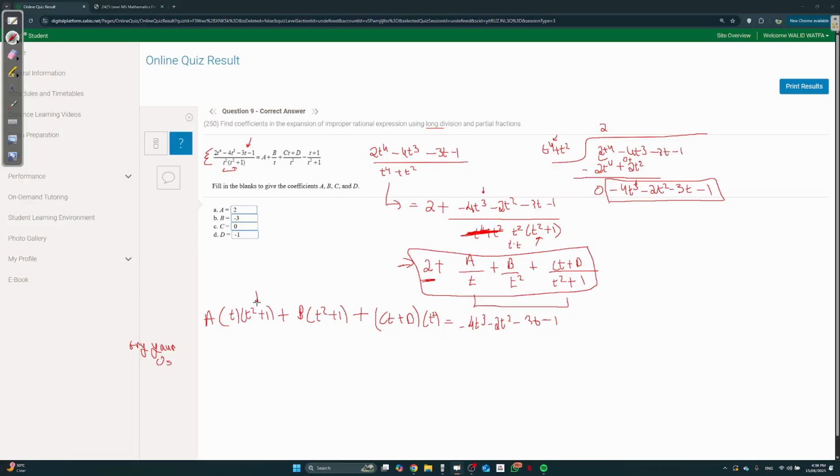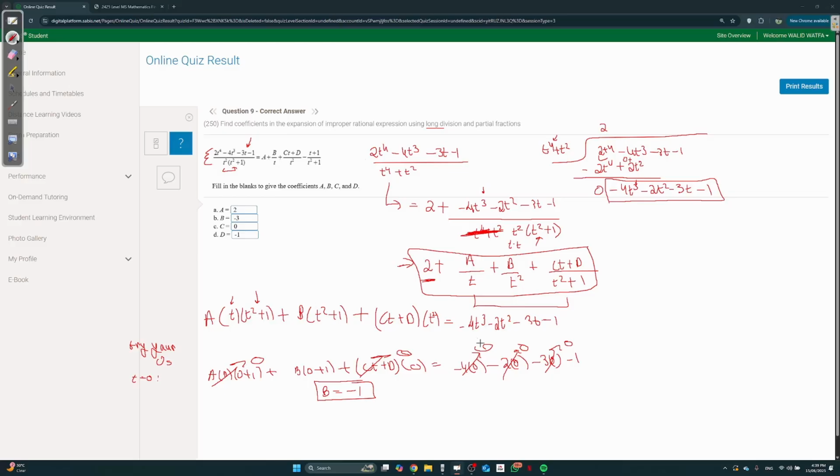t squared plus 1 has no zeros because it's always positive. Obviously, the only zero we have now is when t is equal to 0. So when t is equal to 0, you're going to have a times 0 plus b times 0 plus 1 plus ct plus d times 0 equals minus 4 times 0 minus 2 times 0 minus 3 times 0 minus 1. So you're going to get that this is 0, this is 0, 0, 0, 0. So you're going to get b is equal to negative 1. Now, someone's going to come and ask me, Walid, we have 3 unknowns left, a, c, and d. How are we going to solve them if we have no more zeros that we can try?